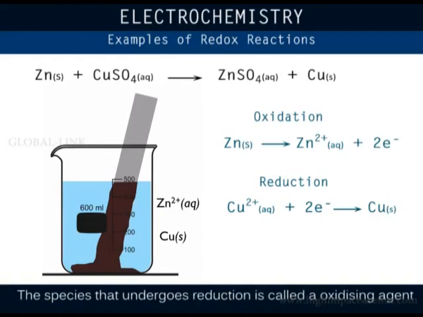The species that undergoes reduction is called an oxidizing agent because it oxidizes the other. Copper 2 ions undergo reduction, and in the process, they oxidize zinc atoms. Therefore, copper 2 is an oxidizing agent.